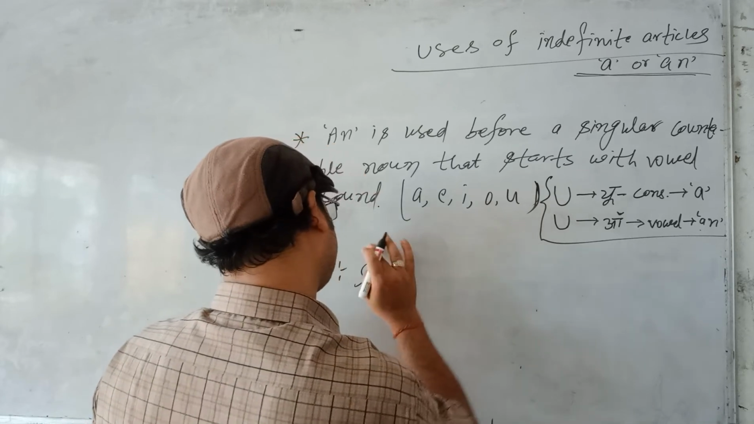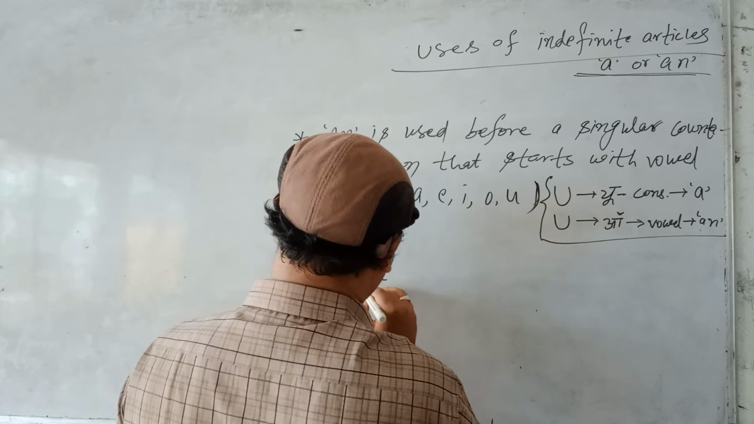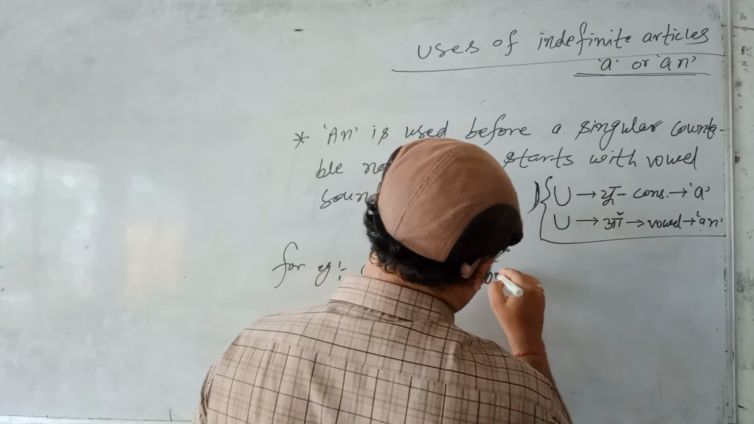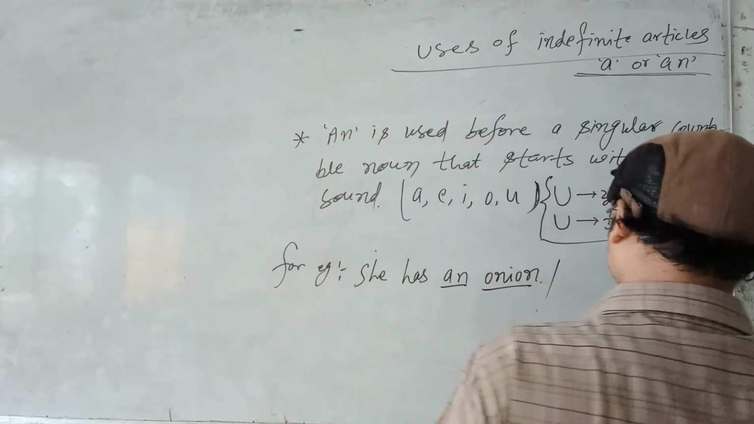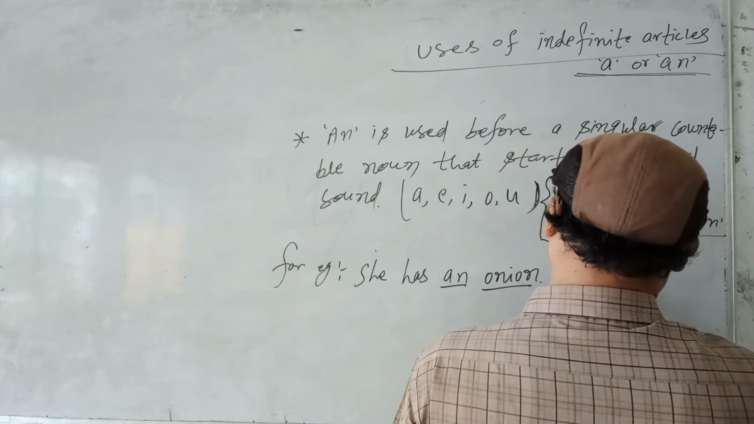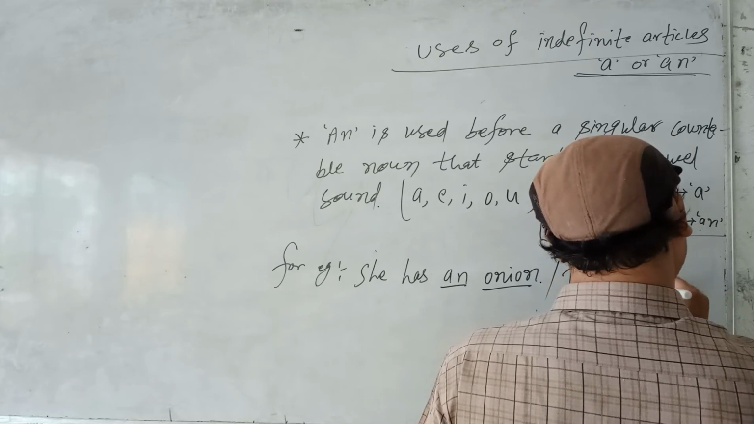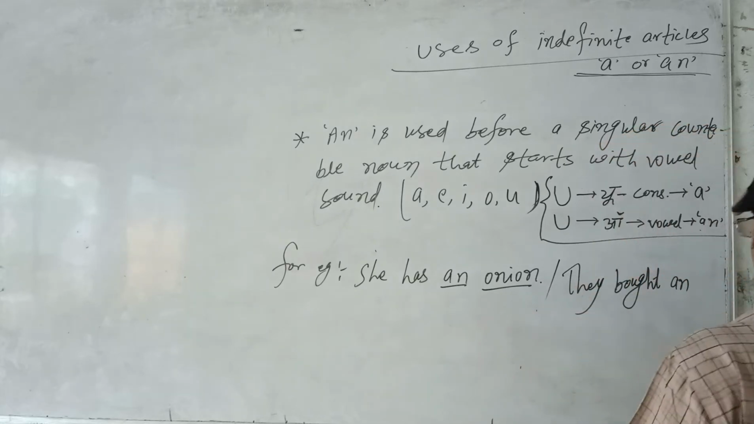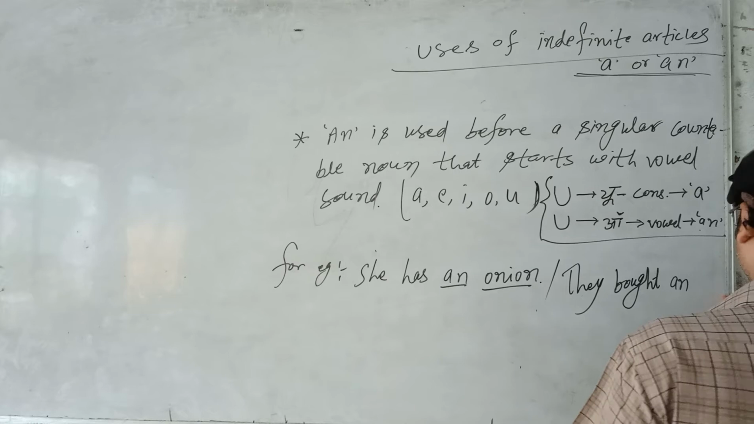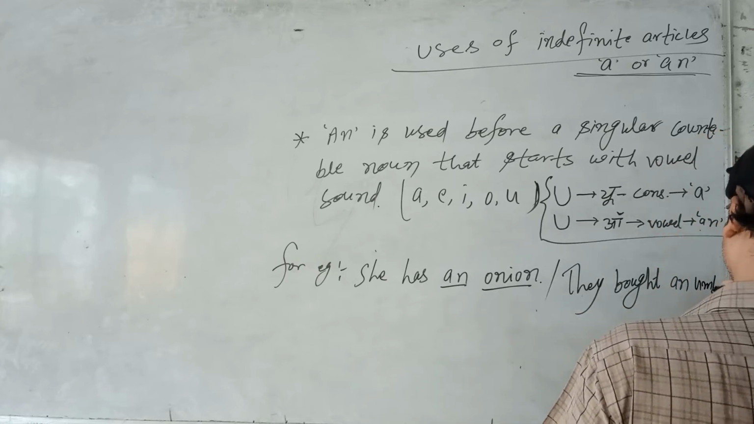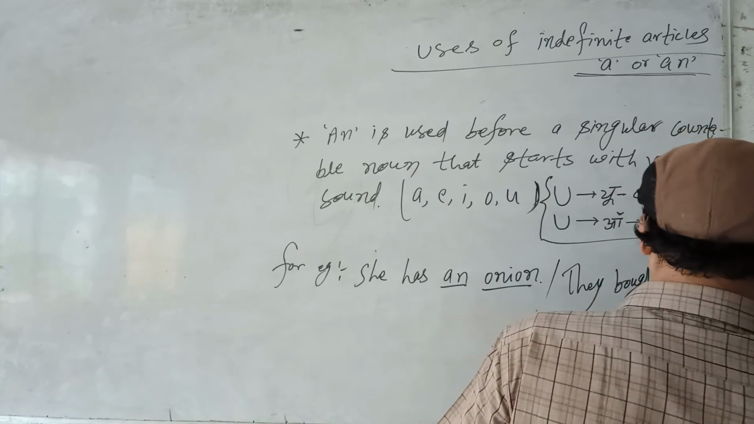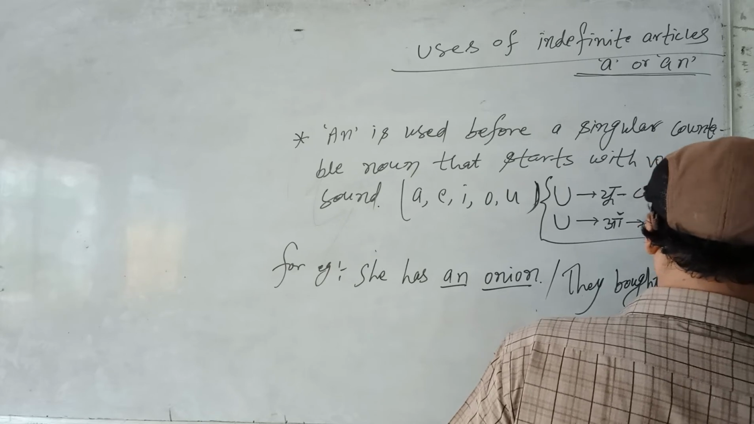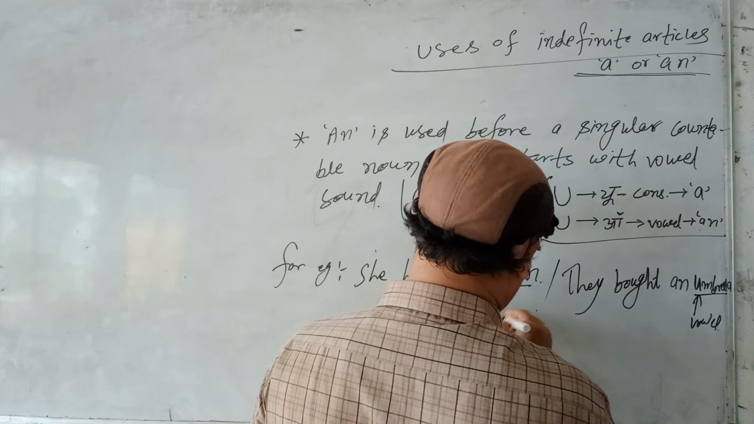Now, for example, she has an onion. She has an onion, a singular countable noun. Another, they bought an umbrella. It's about an umbrella. Here U is a vowel, O is a vowel, so an is used.